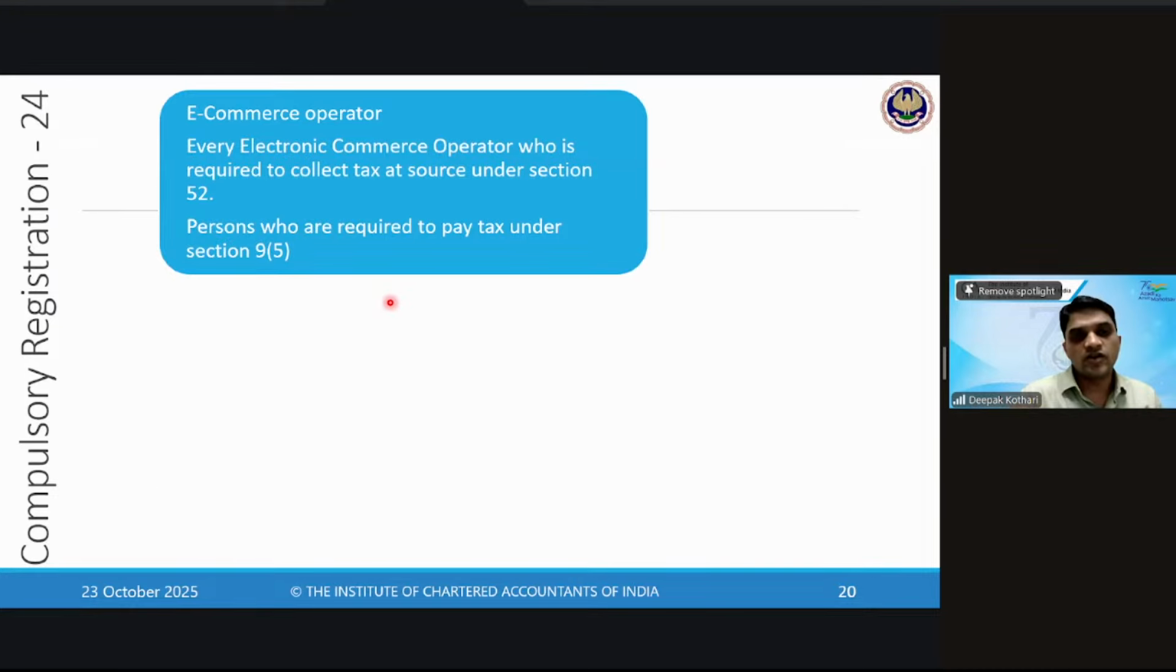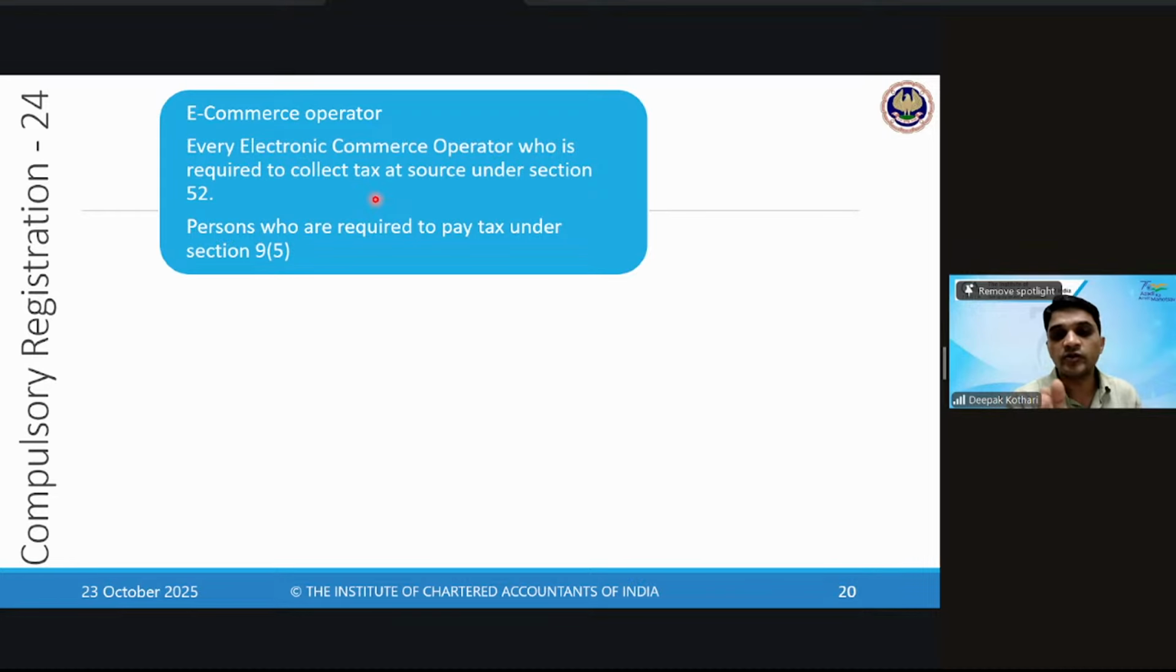Okay, e-commerce operator. This is specifically dealt with in a special manner. Every e-commerce operator who is required to collect tax at source, like how we saw a person who is to deduct tax at source, covered under section 51 as a TDS deductor, has to take compulsory registration. Similarly, an e-commerce operator has to collect TCS. TDS is tax deducted at source and TCS is tax collected at source. A person who is to collect tax at source has to take compulsory registration.